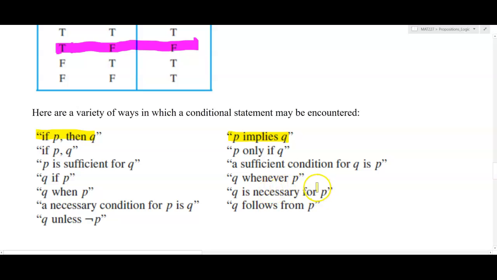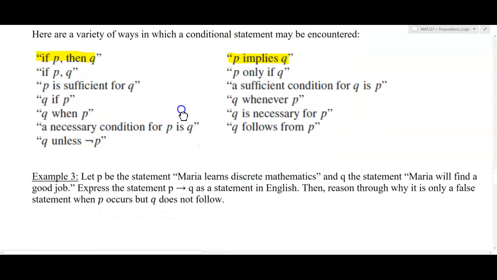Q is necessary for P. That's kind of a weirder one, but it means it necessarily happens when P takes place. A necessary condition for P is Q. So if P does happen, Q happens. Q follows from P. Q unless P doesn't happen. Some of these are less common ones, but just so that you're aware of other statements, you can always reference this.